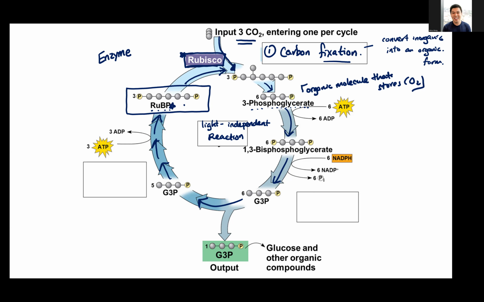Then we move on to the second step of the light-independent reaction, which is reduction. During reduction, inputs of ATP and NADPH are going to form G3P, which is the organic molecule used to make glucose and other organic molecules for life. G3P.